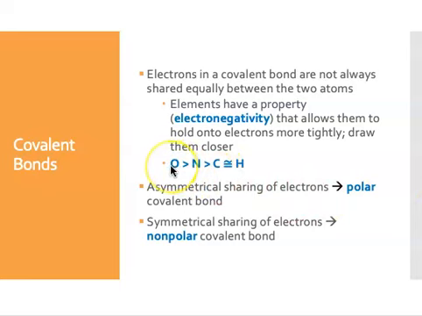So, if an oxygen atom were to form a covalent bond with a carbon atom, because oxygen has a higher electronegativity than carbon, the electron pair in the covalent bond would be pulled much more closely to the oxygen than to the carbon. That would be a polar covalent bond. If a carbon atom were to form a covalent bond with a hydrogen atom, however, because they have the same electronegativity, the electrons would be shared equally right in the center of the bond.